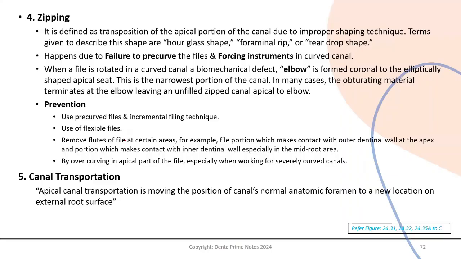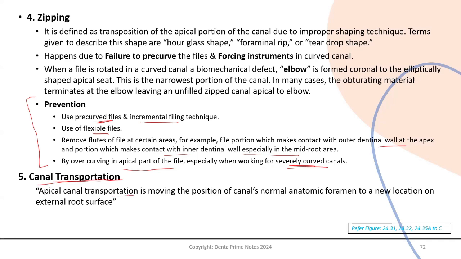So how can we prevent zipping? Again, recurve the files, use flexible files, incremental filing technique, remove flutes of the file at certain areas. For example, the file portion which makes contact with the outer dentinal wall at the apex, and the portion which makes contact with the inner dentinal wall, especially in the midroot area, by overcurving the apical part of the file, especially when working in severely curved canals.